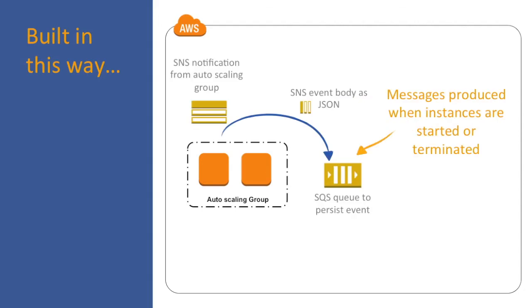And we're going to trap the events that come out of an auto-scaling group via SNS to publish those events as a piece of JSON and then persist those events in an SQS queue, so that when an auto-scaling action occurs, we'll be publishing some data, persisting it so that we can do something with that at another point in time.